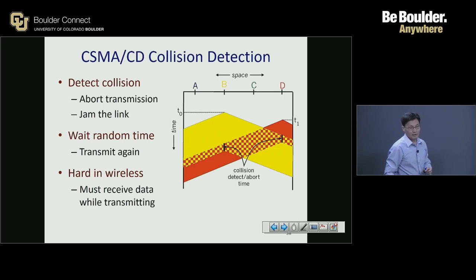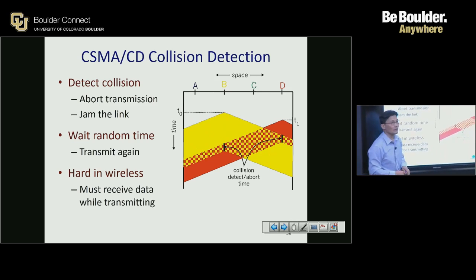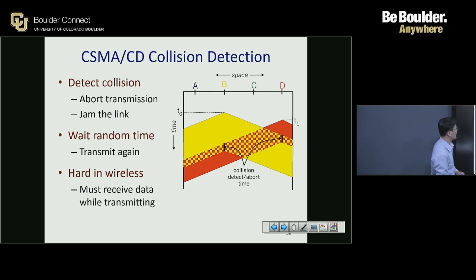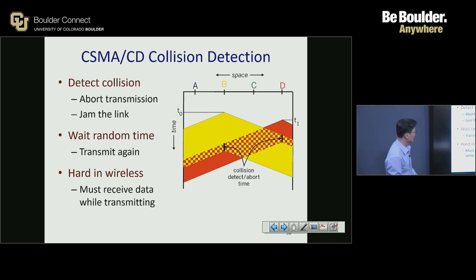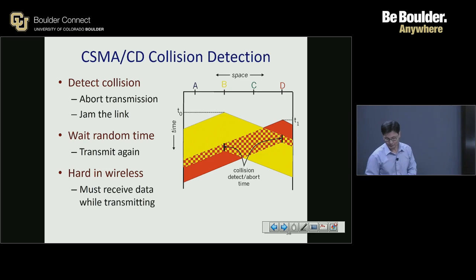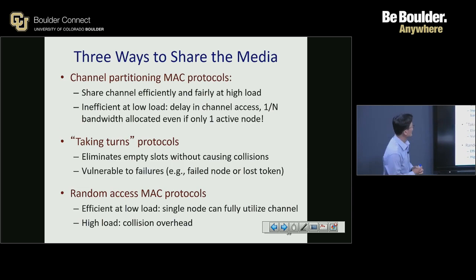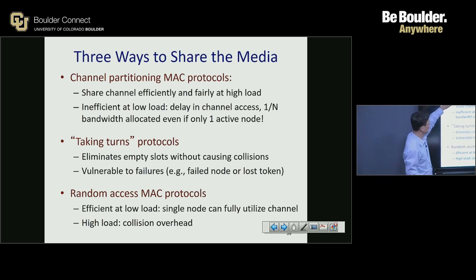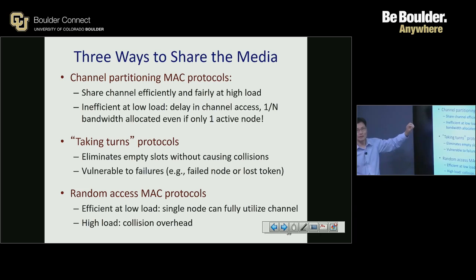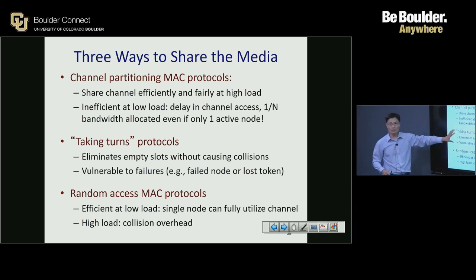So with CSMA CD, there is some time in which you can detect a collision. Then you just stop transmitting because you already know that there is another transmission going on. So see, the abort transmission. And then after that, wait a random time and transmit again. So now we covered this link layer medium access. One way is partitioning, where you partition the time, or the frequency, or the wavelengths, or you use some kind of token passing, or random access.